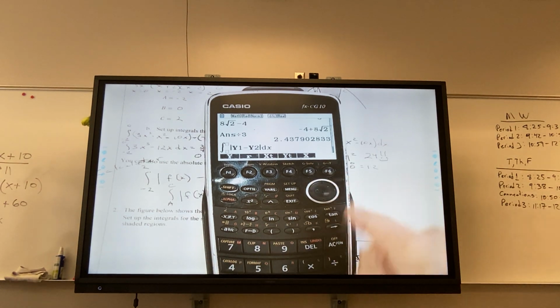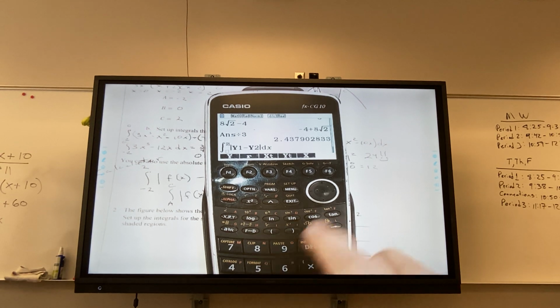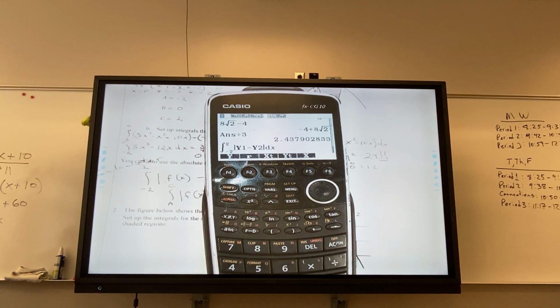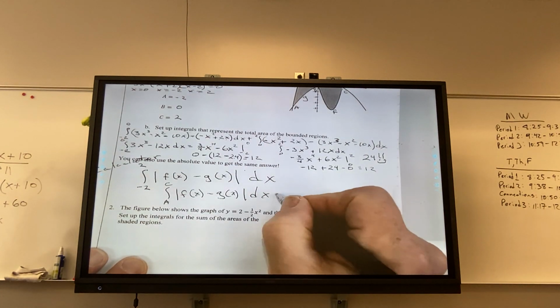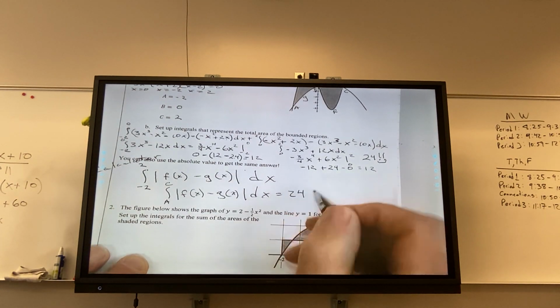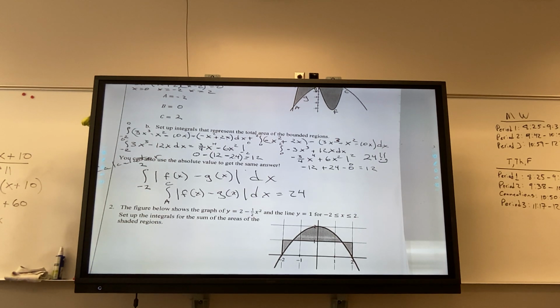And I'm going to put a 2 here, and I'm going to put a negative 2 here, and I'm hoping I get 24 as my answer, and I did. So here's my 3 points by using the calculator. Are we okay with that?